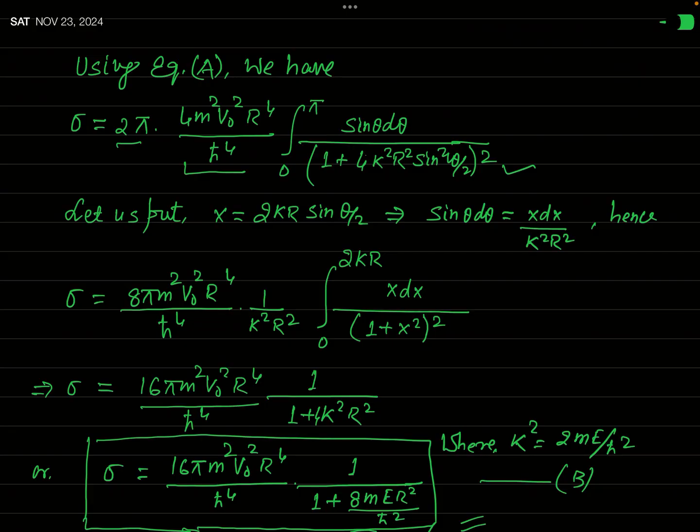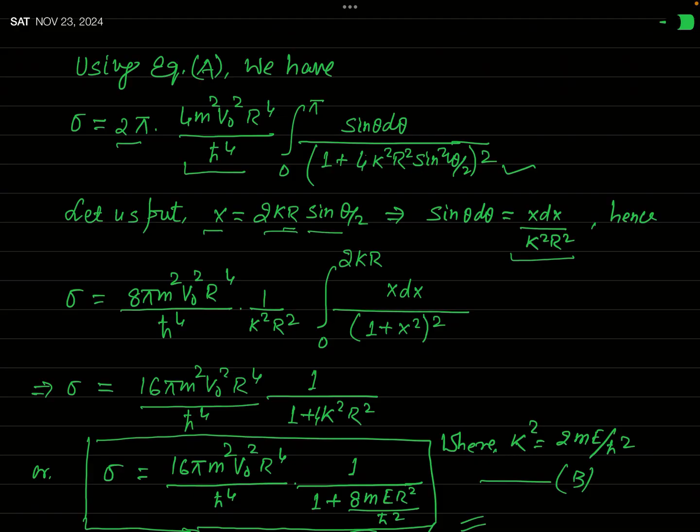We introduce a variable x, related to theta in this manner: x equal to 2kr sine theta by 2. So that when you take sine theta d theta, this will come out to be x dx over k square r square. Okay.